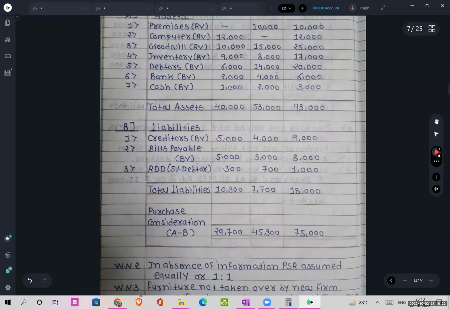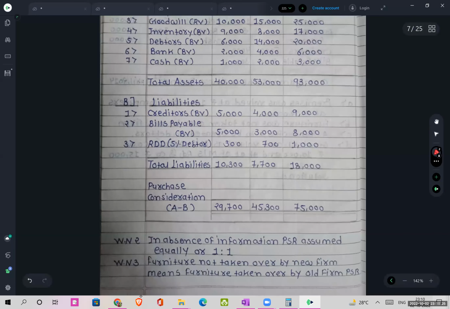Now, you also have to note down these things: in the absence of information, in case the PSR is not given, you have to assume it to be an equal PSR. And for furniture, you can note it down that when it is not taken over by the new firm, it means furniture is taken over by the old firm's partners in their PSR. So this is what you have to remember.